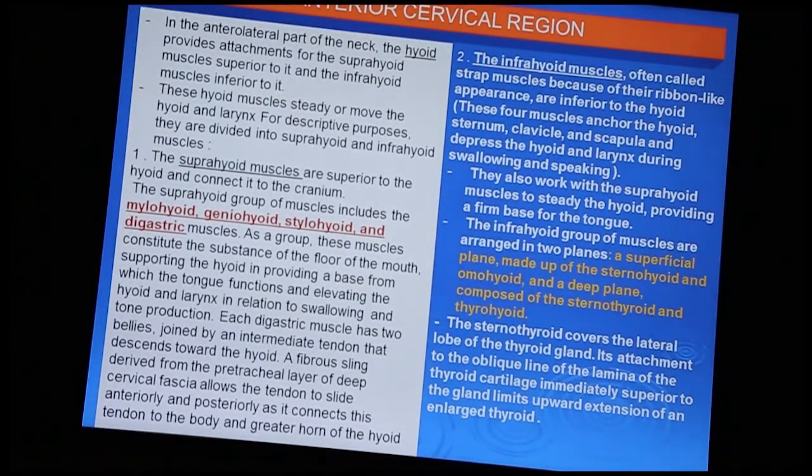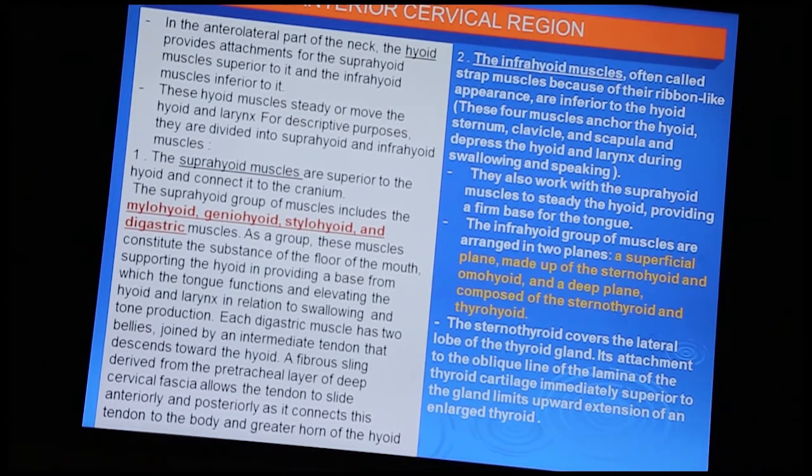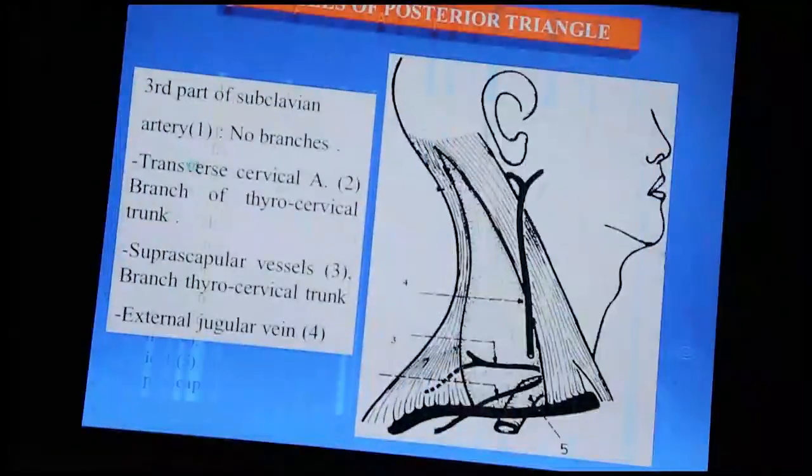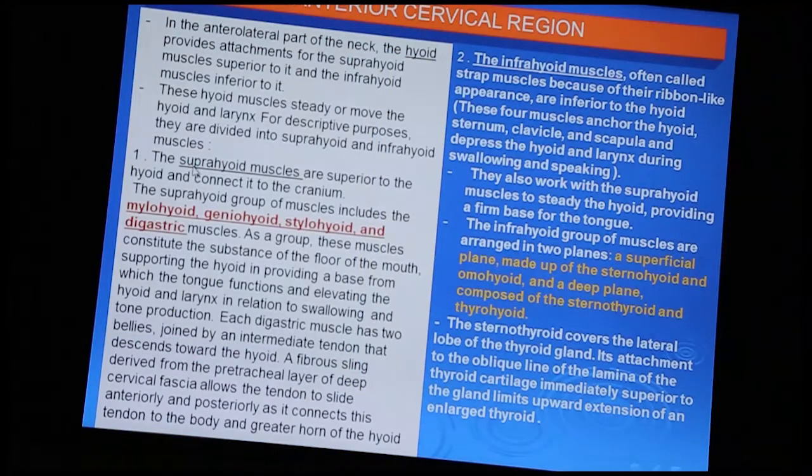Muscles of the anterior cervical region. The main muscle is the sternocleidomastoid. In the anterolateral part of the neck, the hyoid bone provides attachment for the suprahyoid muscles superior to it and the infrahyoid muscles inferior to it. These muscles steady or move the hyoid and larynx. For description purposes, we divide them into suprahyoid and infrahyoid groups.